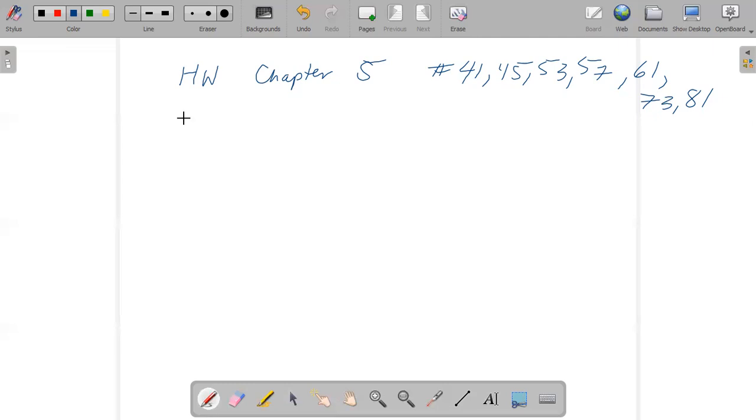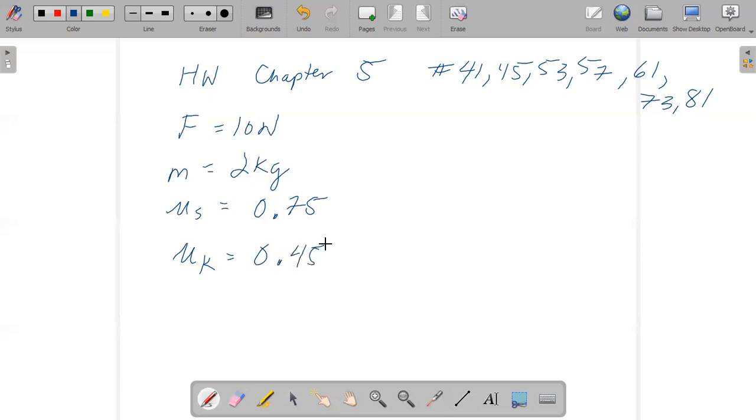Well, we know we've got 10 newtons. The force is 10 newtons. The mass of the block is 2 kilograms. Mu s, static friction, is 0.75. And mu k, kinetic friction, is 0.45. The difference being the static friction, it's always harder to push that initial hump to get it over. And once it starts moving, it's easier. That's because the static friction is a higher value than kinetic friction.